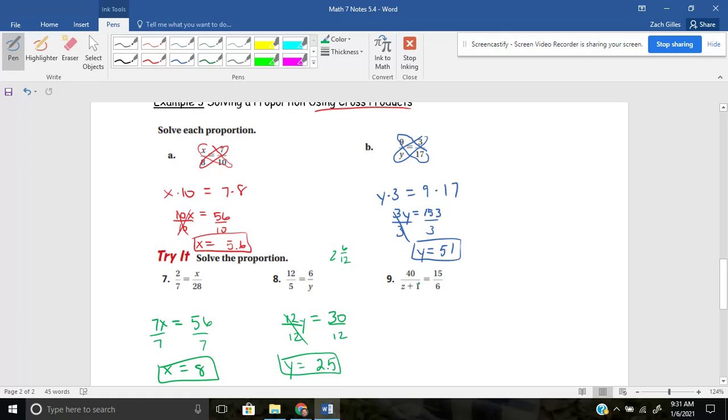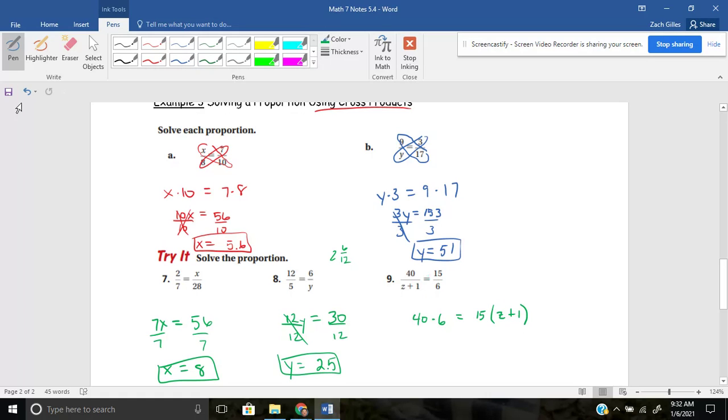40 times 6. Well, okay, I'll just write it out. 40 times 6 equals, okay, now I have z plus 1 times 15. And I'm going to write that like this: 15 times z plus 1. Okay, to multiply those two quantities together.